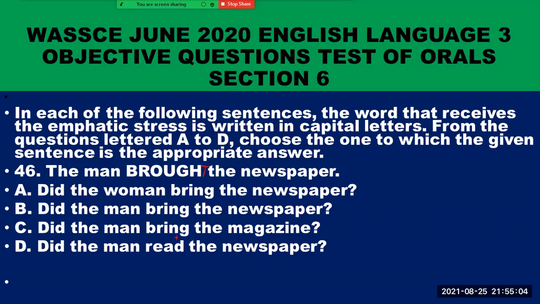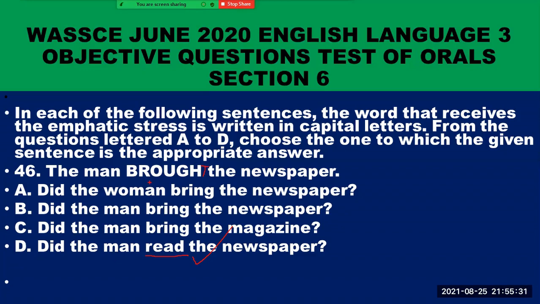Option C, did the man bring the magazine? Well, the emphasis is not on the newspaper. The emphasis is on brought. Then D, did the man read the newspaper? Again, you see, this is the absolute answer, because the speaker here is saying the man brought the newspaper, but he did not read the newspaper.